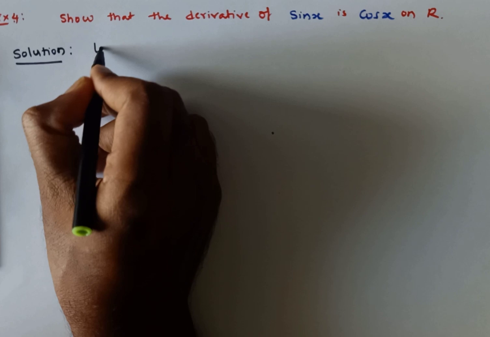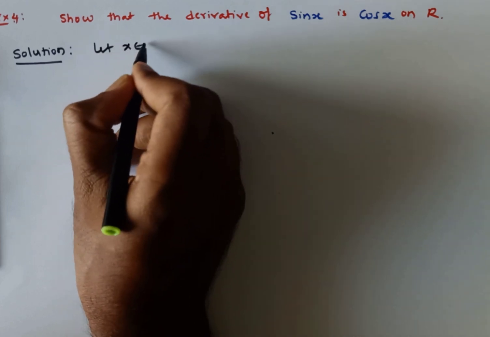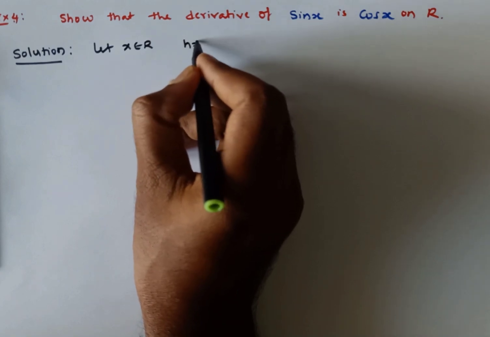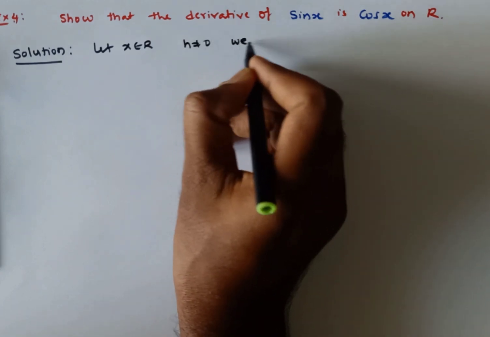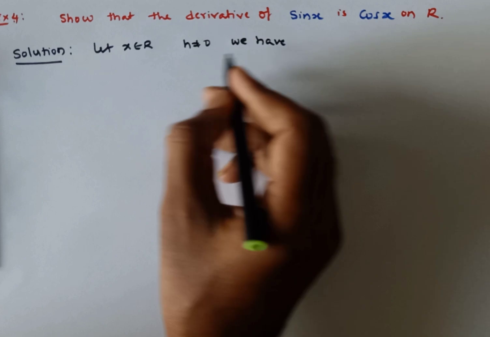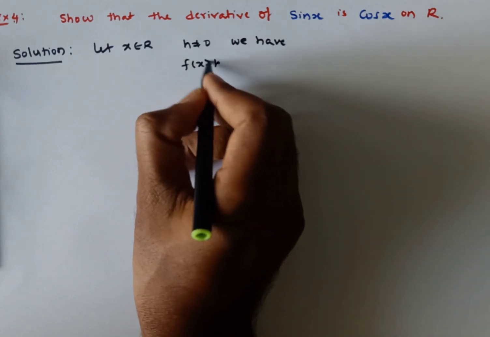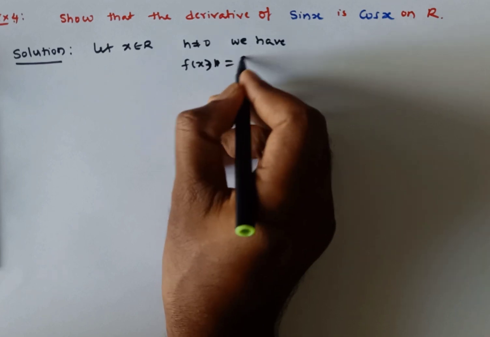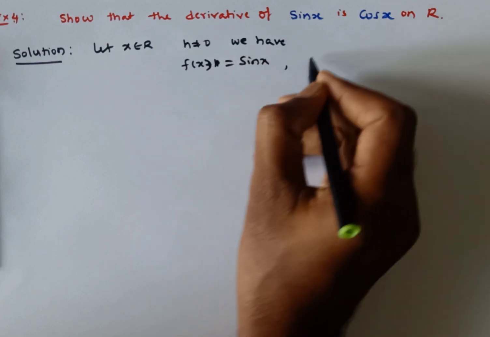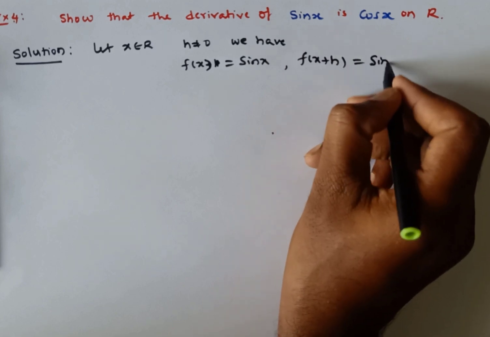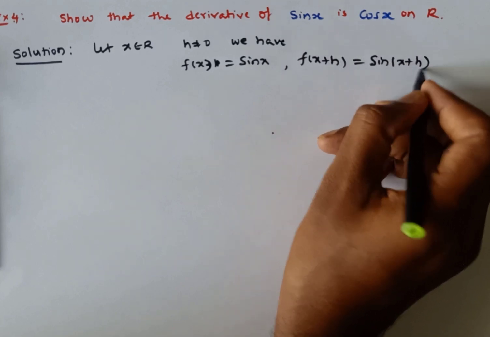Let x be any real number, x belongs to R, and then for h not equal to 0, we have f of x equals sin x, and f of x plus h is what? This is sin of x plus h.